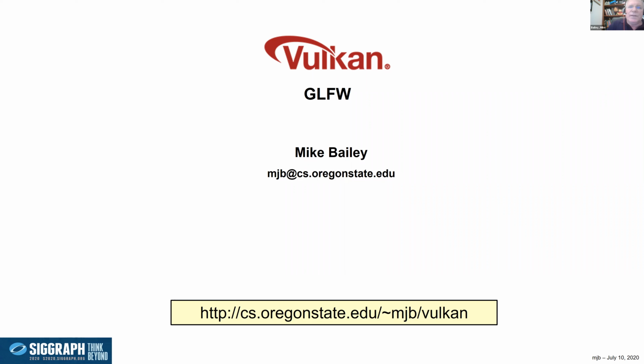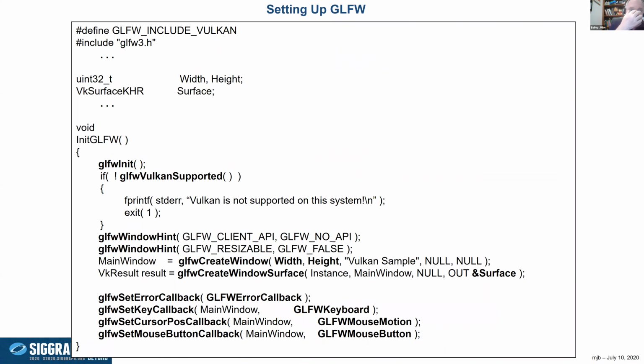GLFW is a library that interfaces to a windows system. In OpenGL for years, I just really enjoyed GLUT. This is probably a little cleaner and better supported than GLUT. So in the sample code, there's an InitGLFW that does all of this. First, it asks, can we even do this? Well, yes, we can, because we know we're running on Vulkan. We want to create the window, and we want to create the surface, which is something Vulkan needs.